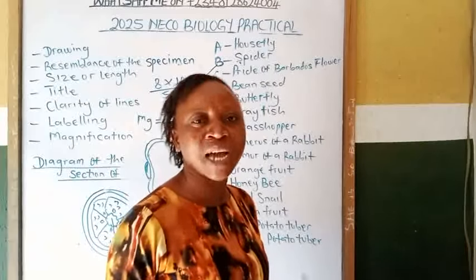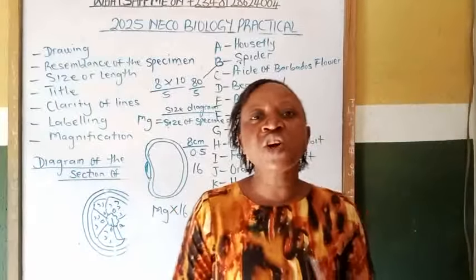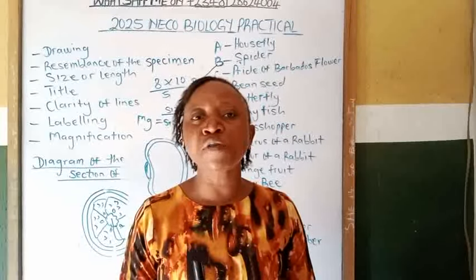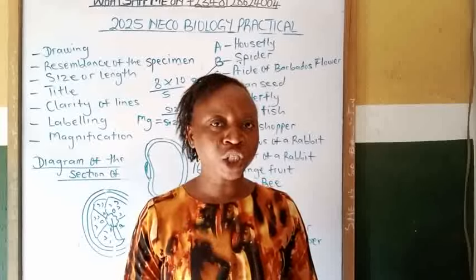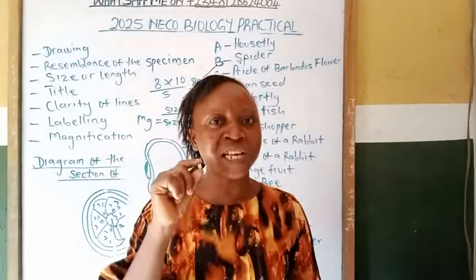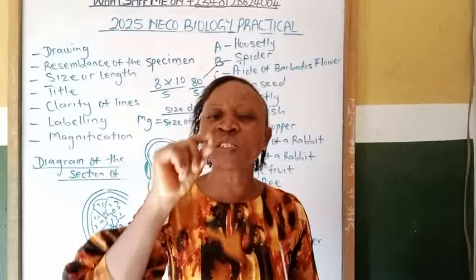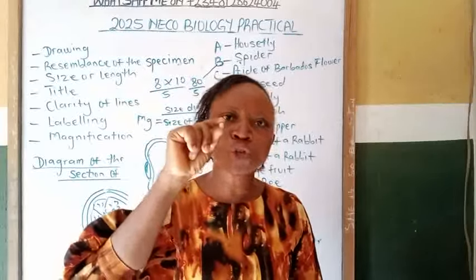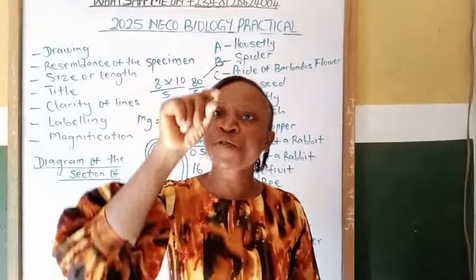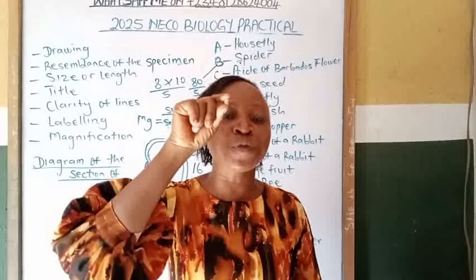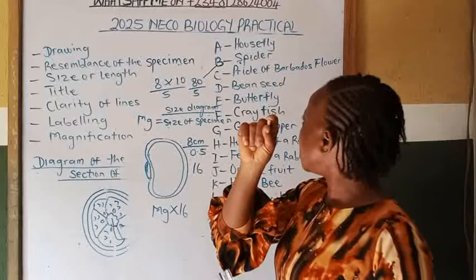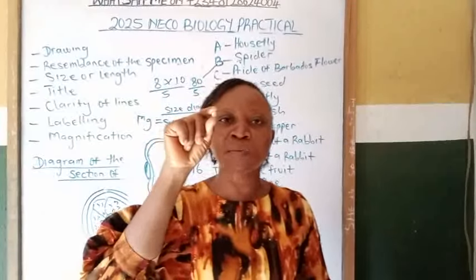So the next aspect I'm going to explain is the theoretical aspect of the practical. I want to explain the aspect of observable features. If they ask you to state the observable features of any specimen, they are telling you to state what you can see, not general characteristics. Let's take for example, what are the observable features of this specimen D. Our bean seed is specimen D.